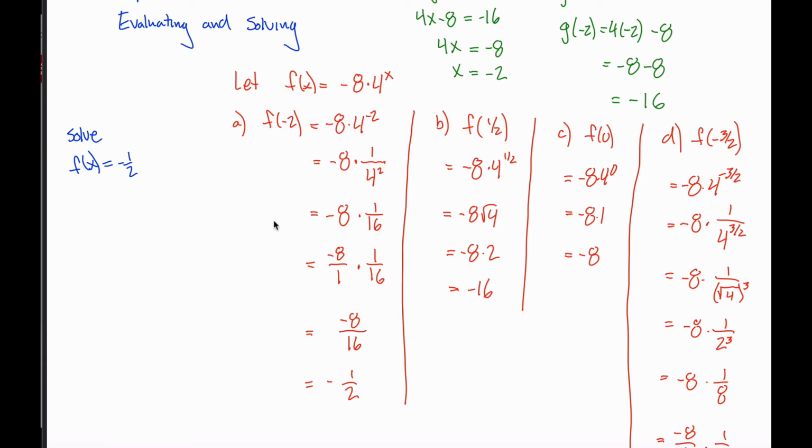You're like, wait, you want to know what input would make the output negative 1/2? I remember when the output was negative 1/2, that happened in this example. The input was negative 2. So it must be the case that x equals negative 2 is the answer to this question.